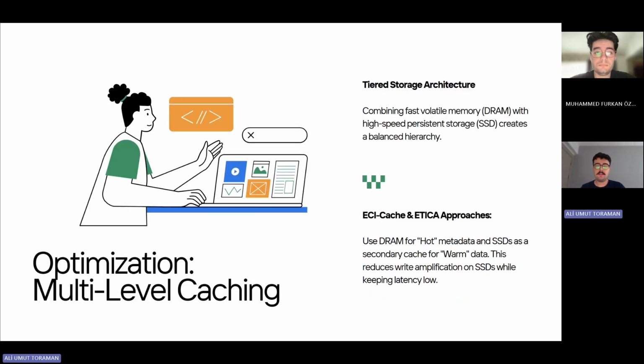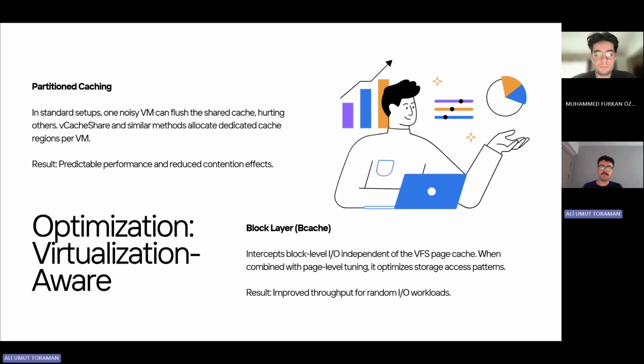Our second target is storage hierarchy. RAM is fast but expensive. Disks are slow but cheap. We propose a multi-level caching architecture. We keep the hot data, the stuff used right now, in the RAM, DRAM. But instead of going straight to the slow hard disk for everything, we use an SSD as a middle ground warm cache. This balances speed and cost perfectly.